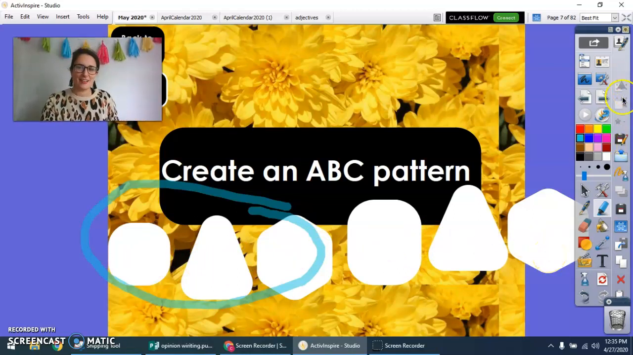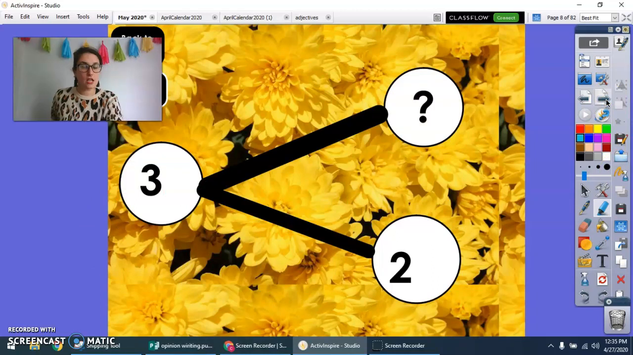All right, our next question today is another number bond. So what is the missing part? 2 and what is 3? You can just get that number down. All right, so if I have 2 and how many more do I have to add to get 3? 1 more. So 2 and 1 is 3.